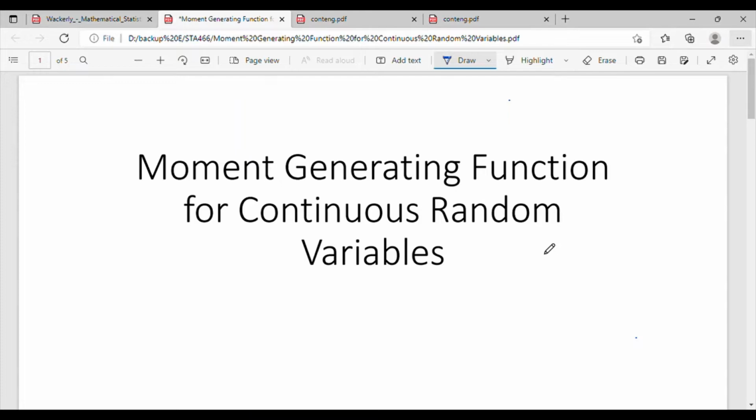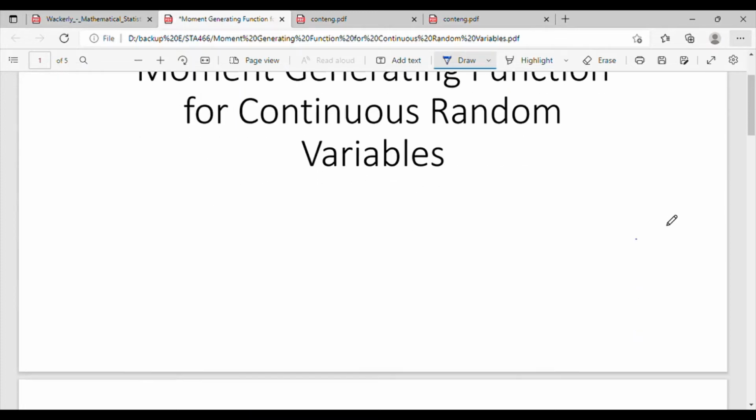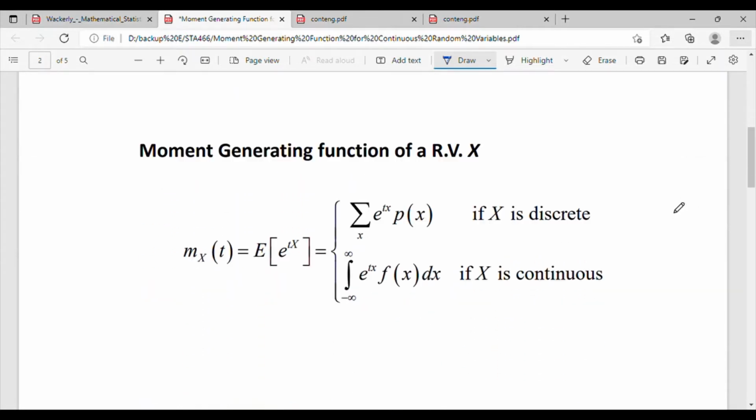Okay, Assalamualaikum. So today we proceed with the moment generating function for the continuous random variable. So before this, you have learned how to find the MGF for discrete random variable, right? So actually, kita akan gunakan the same concept, which is gunakan mathematical expectation.